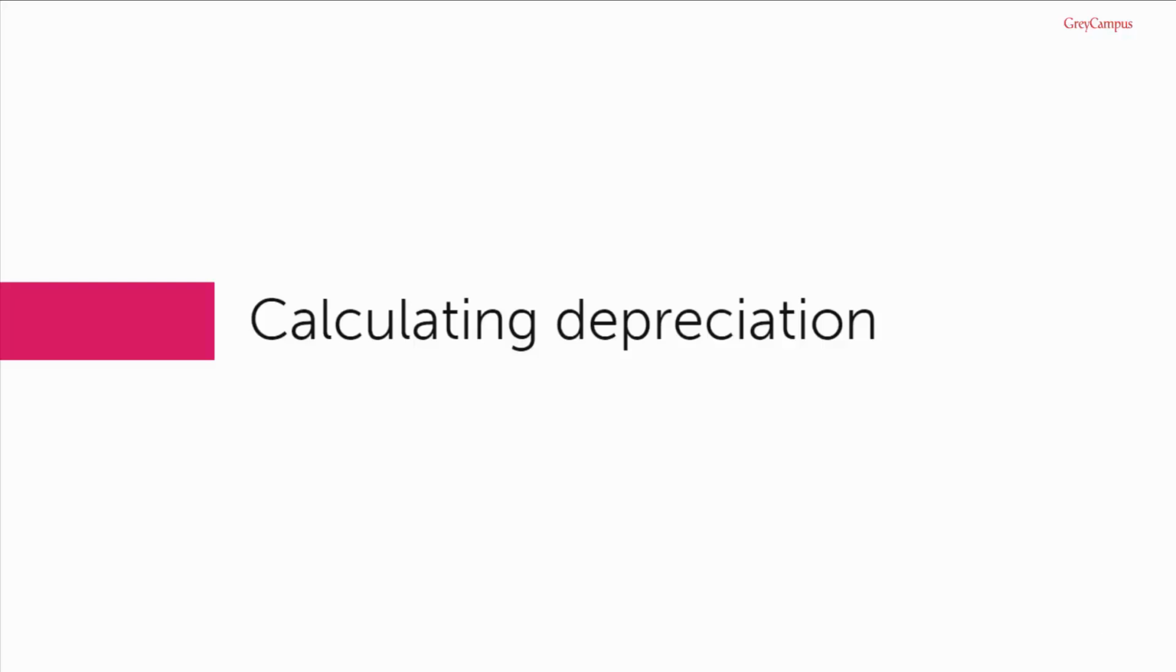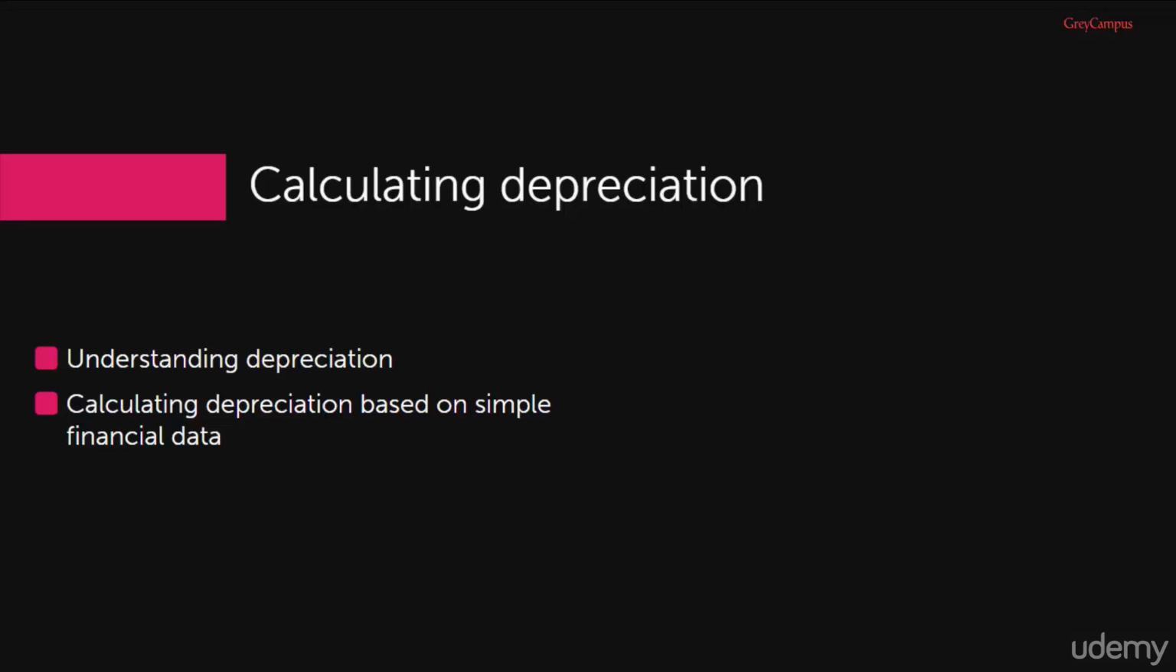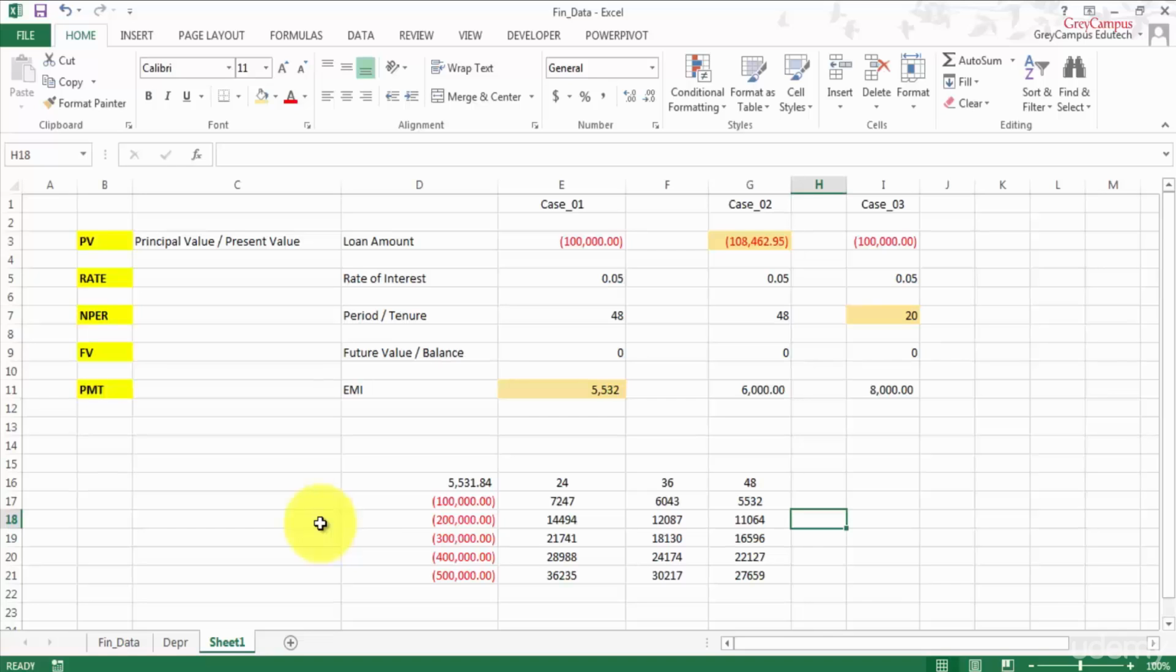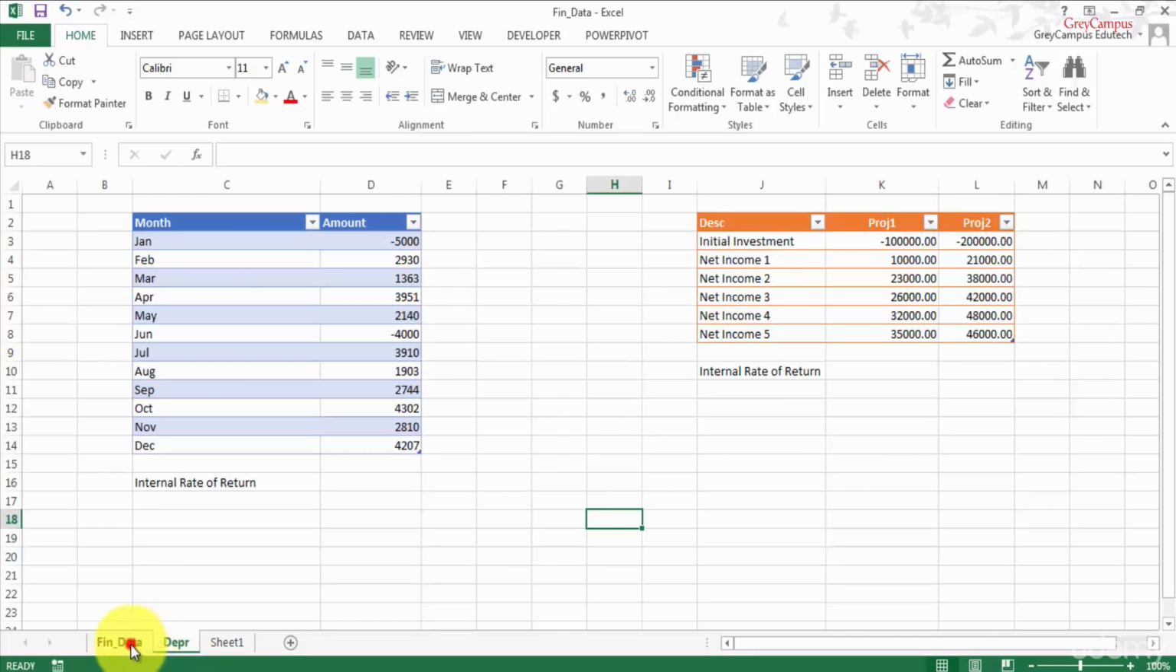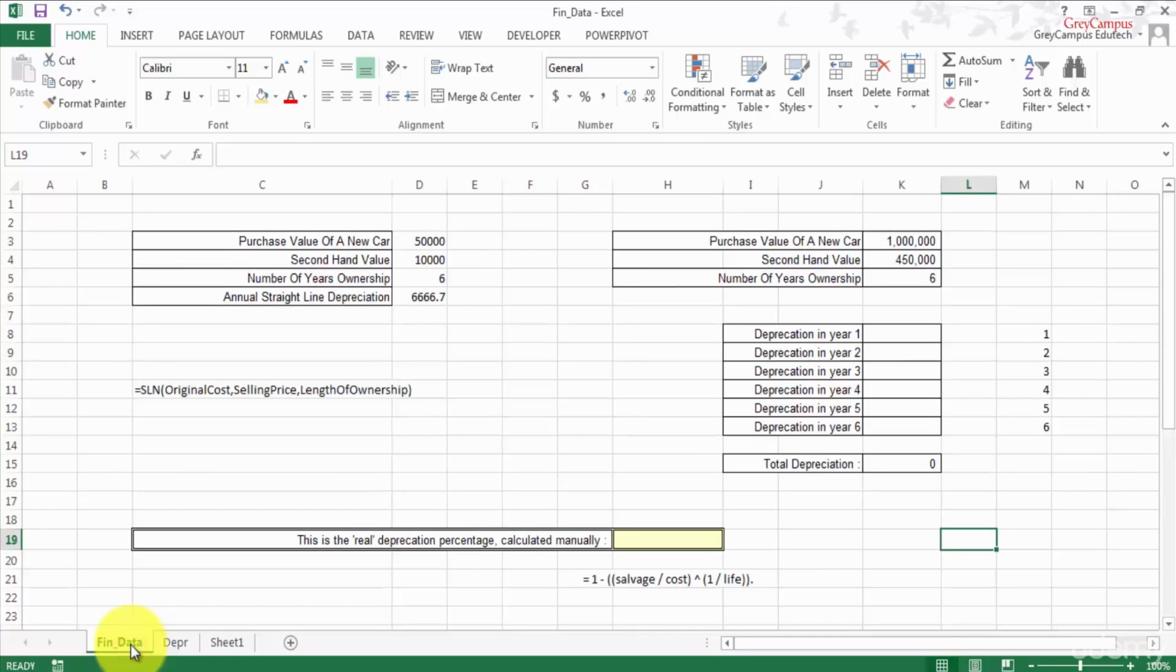Talking about depreciation. This is a very important term, and from a calculations perspective, it's important to understand it along with all other details. So we'll see like this. This is the template that we are using, the financial data template. First of all, we will take up one example here. So what is depreciation and how is it calculated?